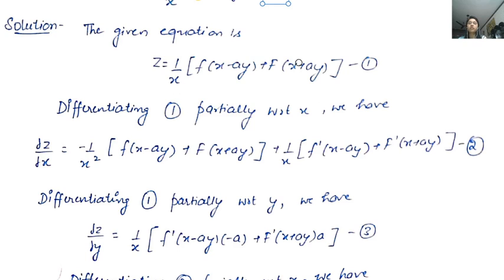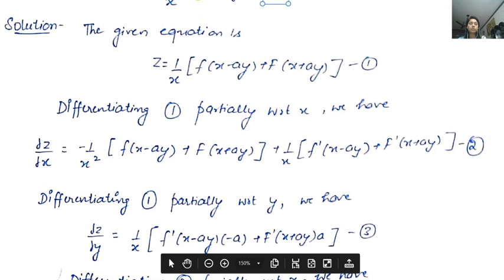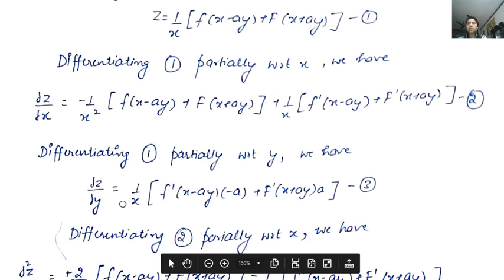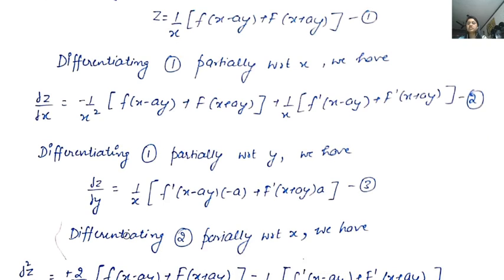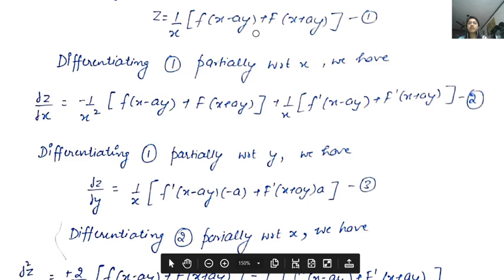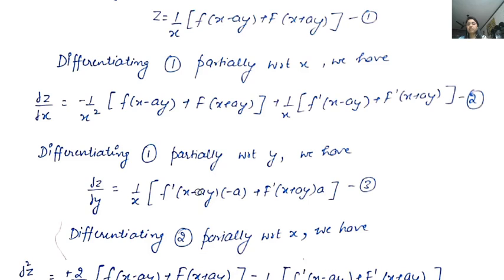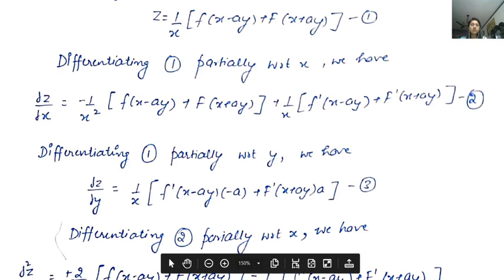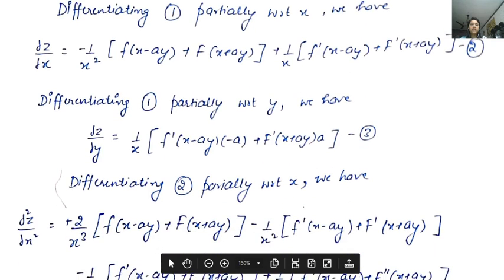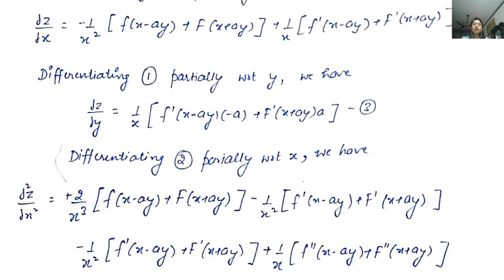Now differentiating equation 1 partially with respect to y. When we differentiate it partially with respect to y, we get ∂z/∂y equals to 1 by x. x will be treated as constant, so there is no change here. And when we differentiate it, we get f dash (x minus ay) into minus a, plus capital F dash (x plus ay) into a. Now we have to calculate the second order derivatives here.